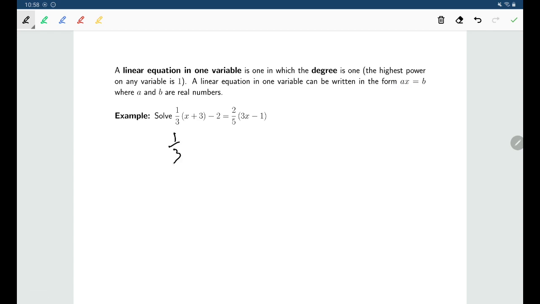Well, I have 1/3 x plus 1/3 times 3, which is 1. And I'll expand that bracket on the right as well. 2/5 times 3x, that's 6/5 x. And minus 2/5 times 1, which is minus 2/5. And now I'm just going to bring all the x's to one side and all the constants to the other.